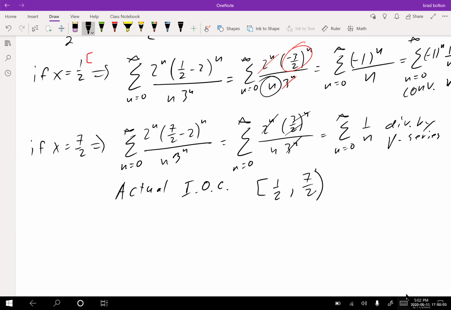Okay, so these are things that you actually have to double check. It seems like a little thing, but you're saying that 1/2 is included in your interval of convergence. It's still a good approximator, but 7/2 is not. Okay.